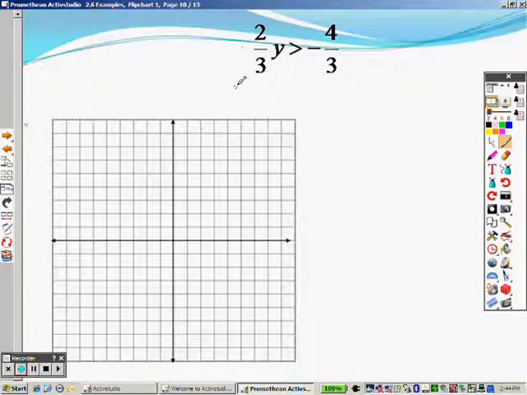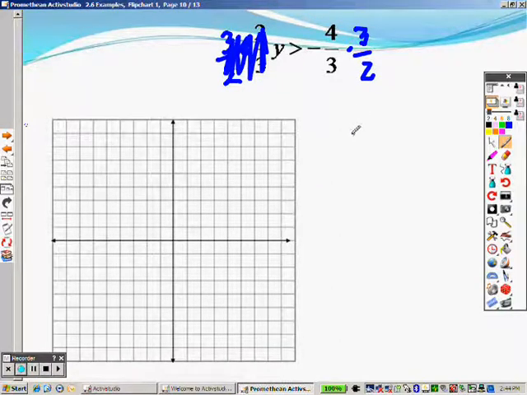With y equals, once again, I need to get y by itself. So whenever you have a fraction, it's like multiplying by the reciprocal on both sides. So what happens here is that's gone. So I said, well, y is greater than. The 3's cancel out. So 4 divided by 2 is 2, and I have a negative there, so it's a negative 2.